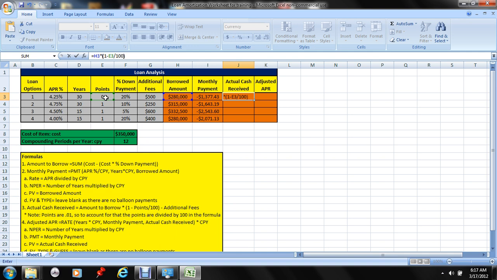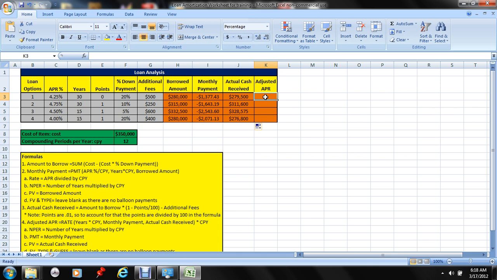The reason I'm dividing the points by 100 is the points are actually 0.01, so 1%. In order to account for that percentage, we're dividing by 100. And then finally, we'll subtract any additional fees paid. So we'll do minus, in this case, $500. Hit enter, and that shows you the actual cash received. So in this case, go ahead and apply it to the remaining 3, and there you go.